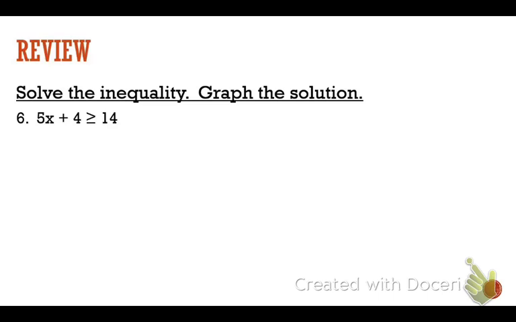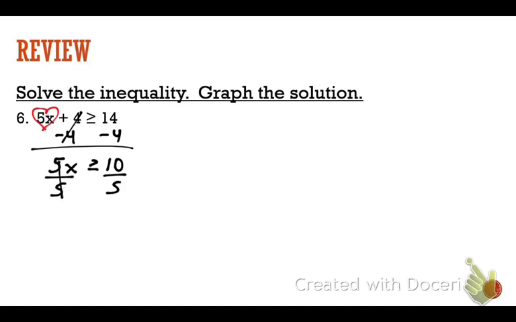Who is X's best friend here? The 5. So keep that together as long as possible. Jocelyn, what should I get rid of first? The 4, so you subtract 4 from each side. Very good. Once I do that, Jocelyn, what should it say? Then it should be 5x is greater than or equal to 10. Ellie, how do I get X by itself? You divide by 5. Very good.